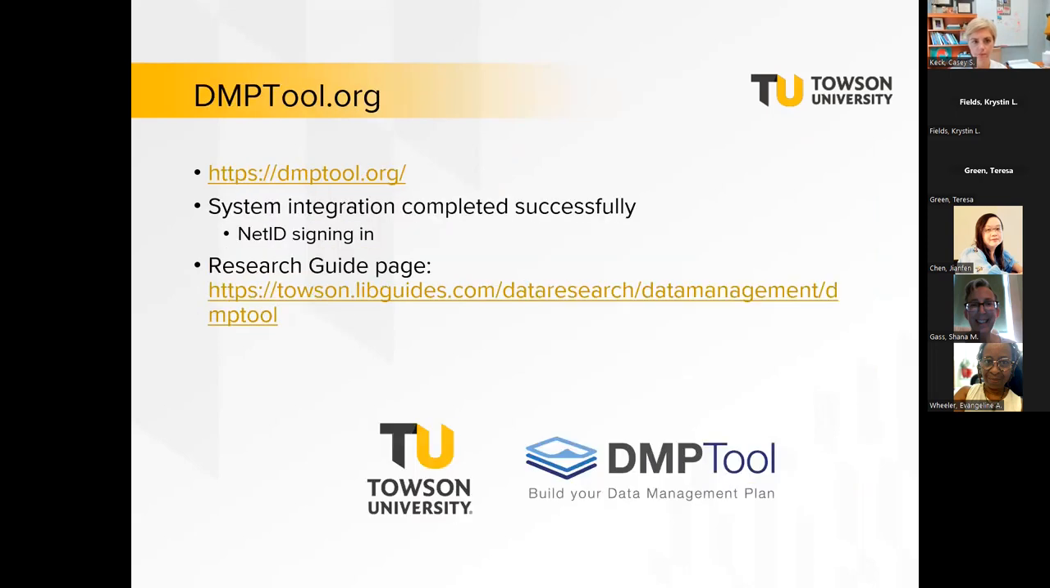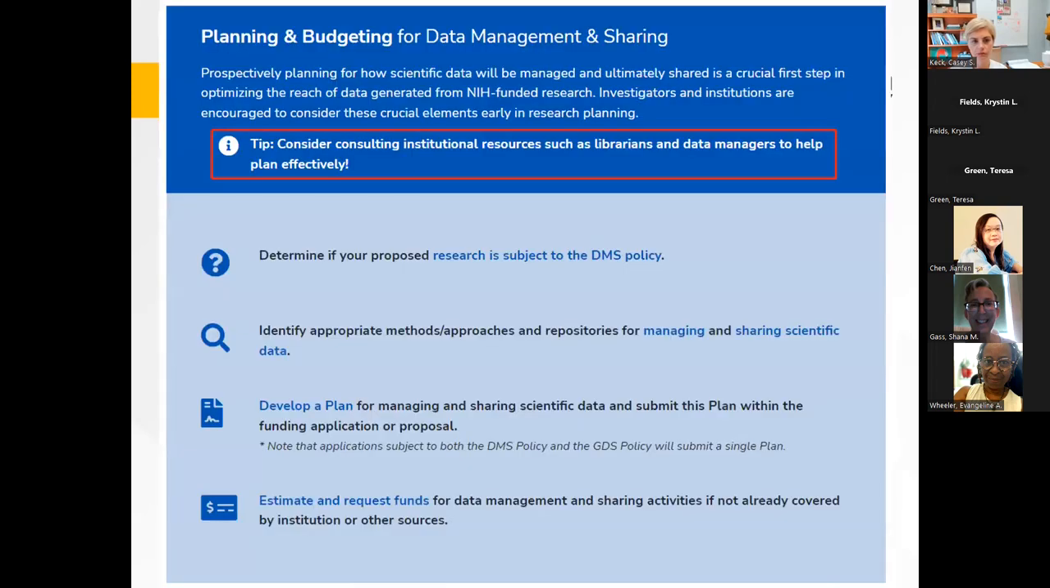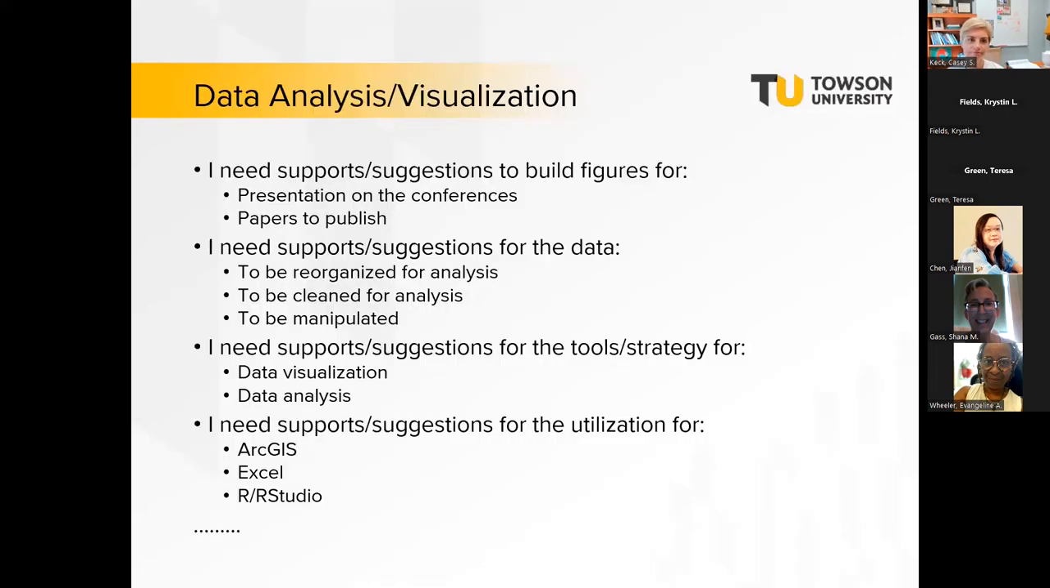And of course, this page is for your easy reference to go to the dmptool.org and the research guide page, specifically for data management plan and dmptool.org. And this is a screenshot that I found from NIH.gov that when you're composing your data management and sharing plan for NIH, there's an important tip. Consider consulting institutional resources such as librarians and data managers to help plan effectively. And that would be me. Okay, so much for the data management plan.